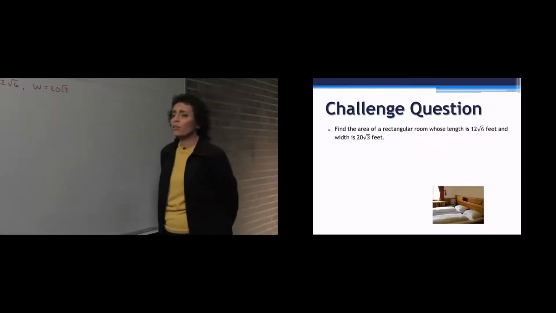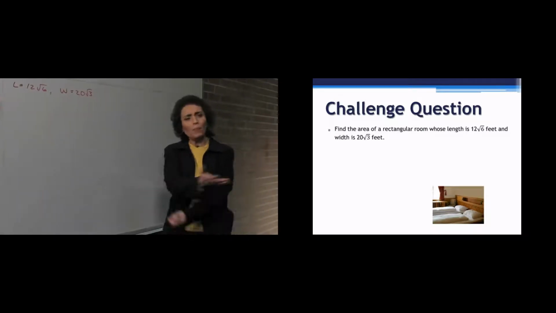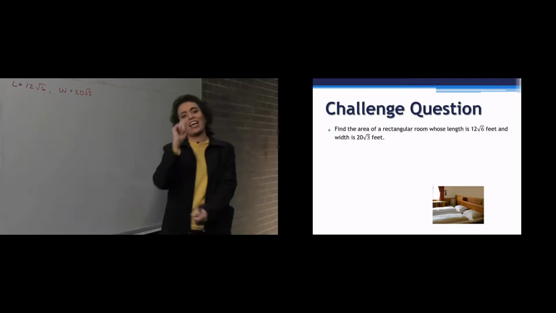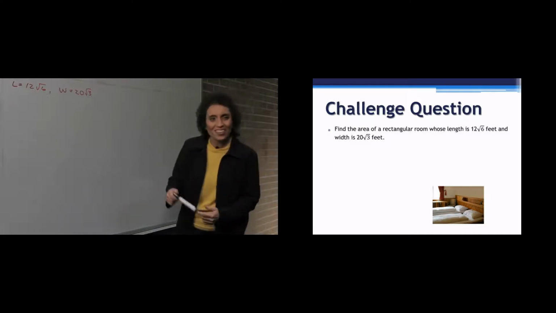All right, find the area of a rectangular room whose length is 12 times the square root of 6 feet. How many of you measure your room and say, oh yeah, this is 12 times the square root of 6? Yes, there's a hand in the back. Okay, 12 times the square root of 6 feet, and width is 20 times the square root of 3 feet.